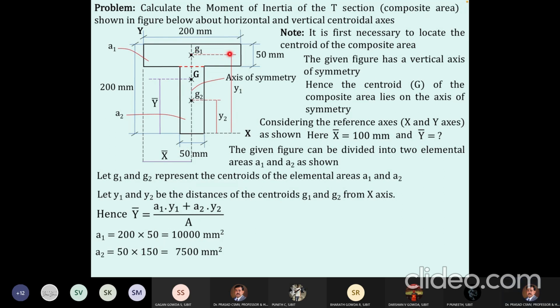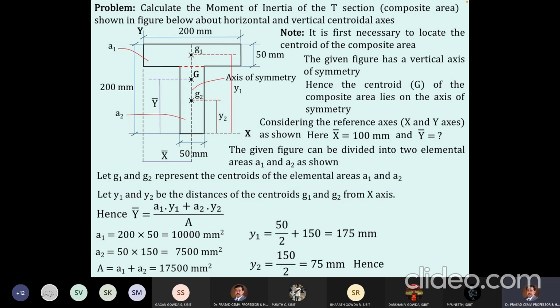Now Y1 within this rectangle will be 50 by 2. To that you should add this distance, which is nothing but 200 minus 50, it is 150. All this was the earlier situation. Now calculating X bar, Y bar is not a big issue. X bar is nothing but directly 100 mm because of symmetry. This axis is cutting the given breadth into two portions.